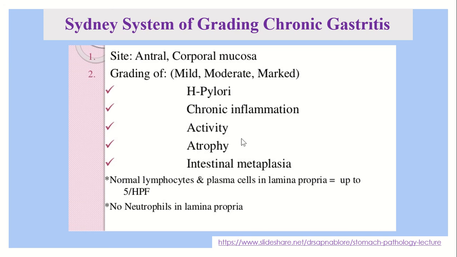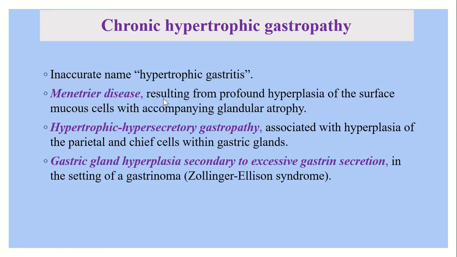How can we show the activity? If we find here the neutrophils, we diagnose this as the chronic active gastritis, because there are no neutrophils in the lamina propria in the norm. But normally some lymphocytes and plasma cells we can find in the lamina propria, up to 5 in the high power field. But not all of the labs use the Sydney system. It depends on the hospitals and the pathologists.